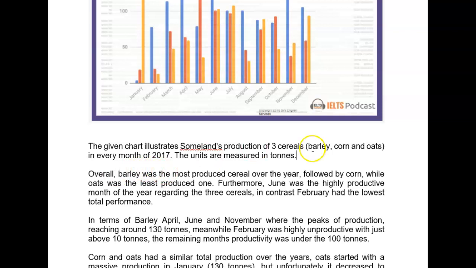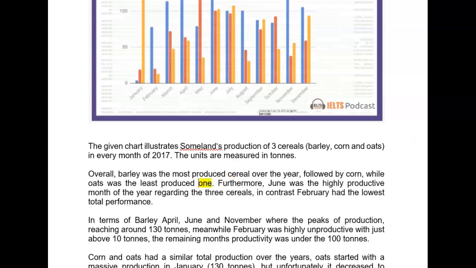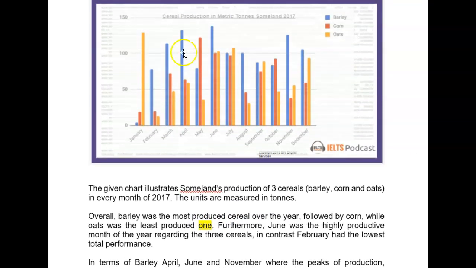Overall, barley was the most produced cereal over the year. Good, nice superlative in there. Followed by corn, good contrast. Oats was the least produced. Now we've got this word production coming up a lot here.